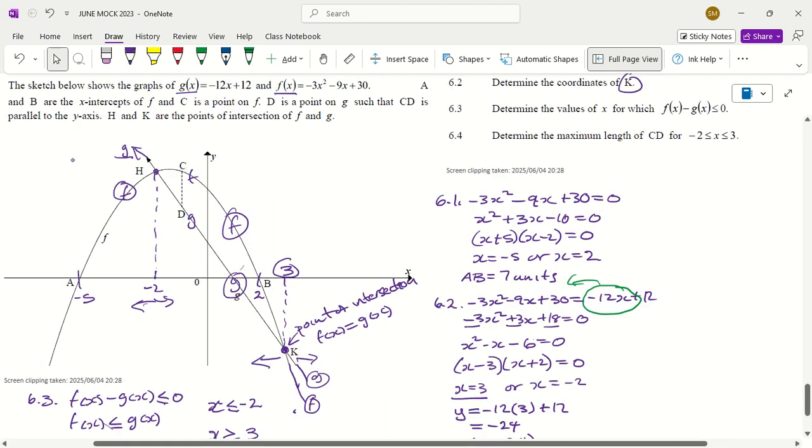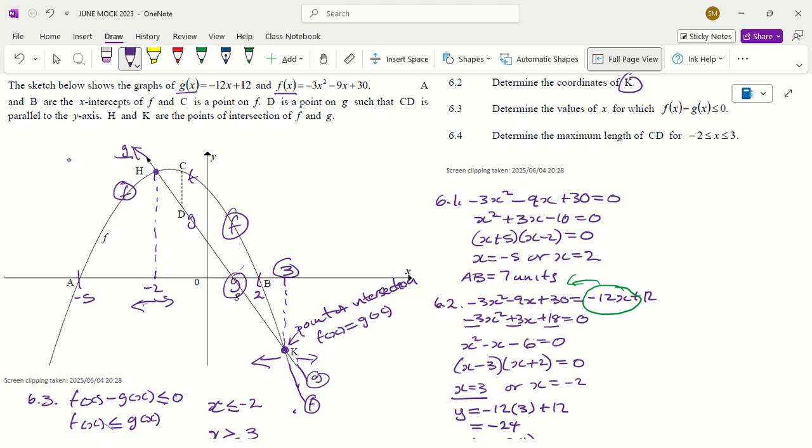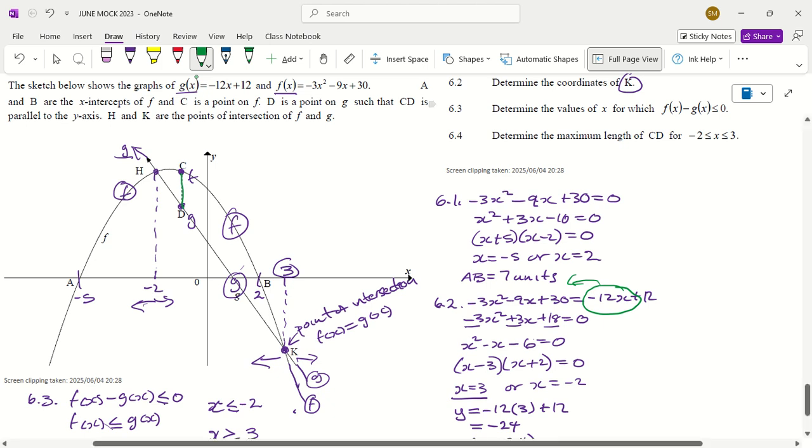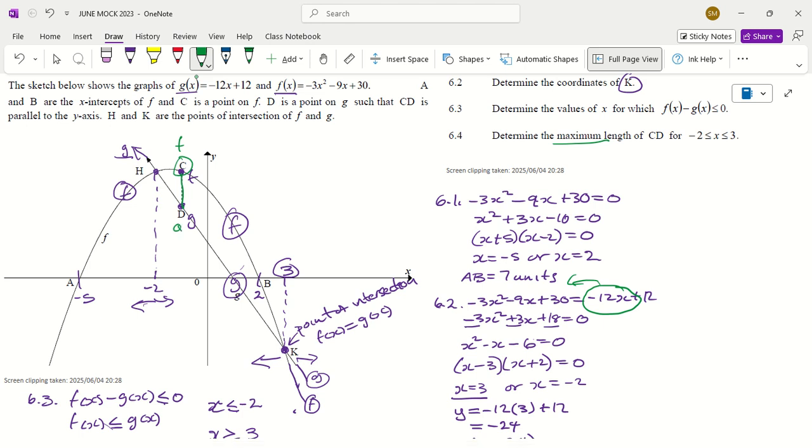Then the last question is we need to determine the maximum length of CD. So we have CD here. It starts from C and goes to D, and this is the line CD. And we need to find the maximum length of CD. Now, this is a question that you would realize is calculus, because at this point we have the graph of f, and then at this point D we have the graph of g.